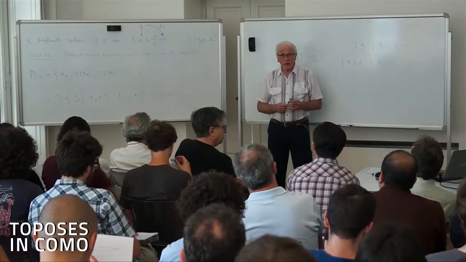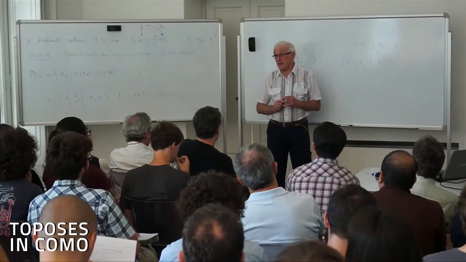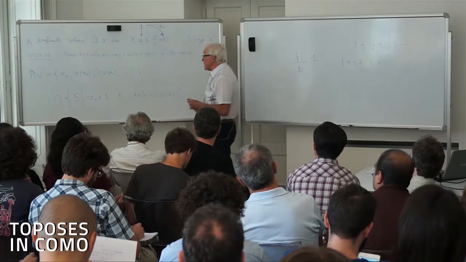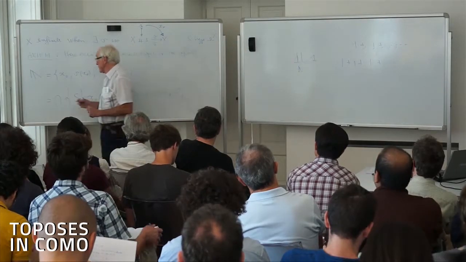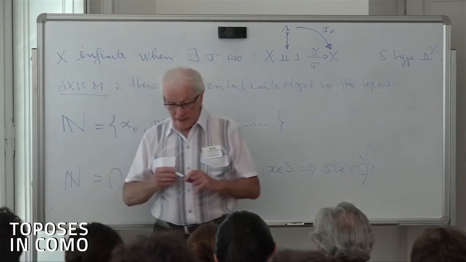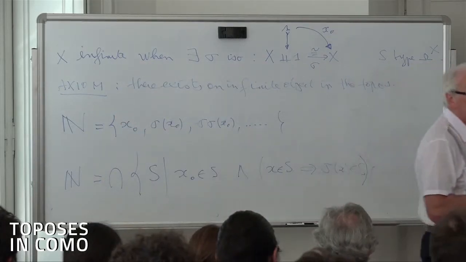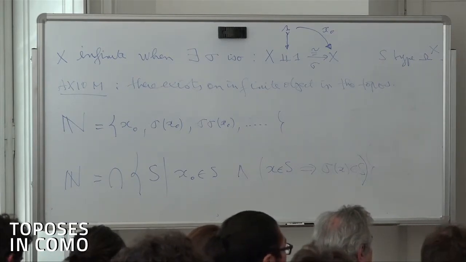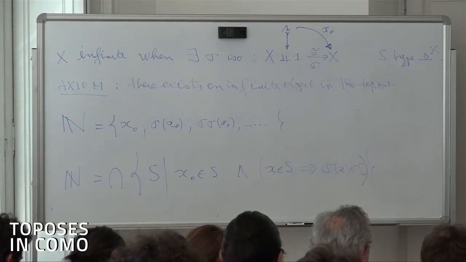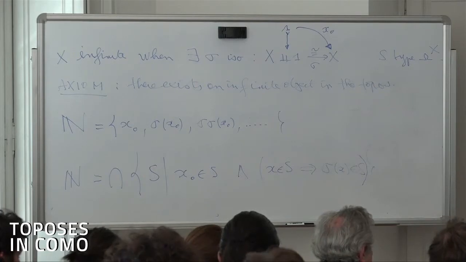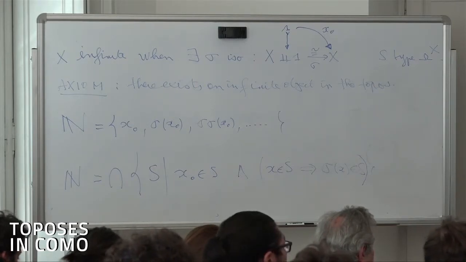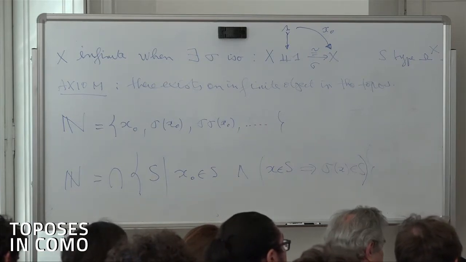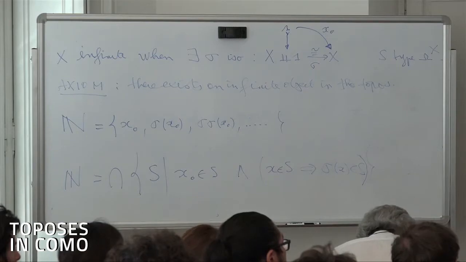And a little bit of work shows that in every elementary topos, the object that you have constructed in this way satisfies all the Peano axioms for arithmetic. So if you have an infinite object in a topos, you can develop arithmetic in the topos, because you have an object which satisfies all the axioms in the internal logic of the topos. All the Peano axioms for arithmetic are satisfied. This is about the axiom of infinity.